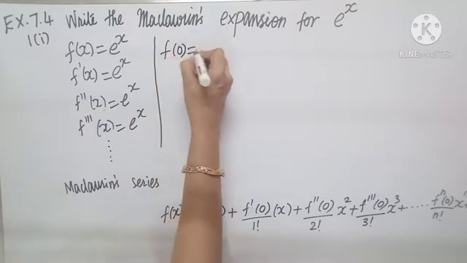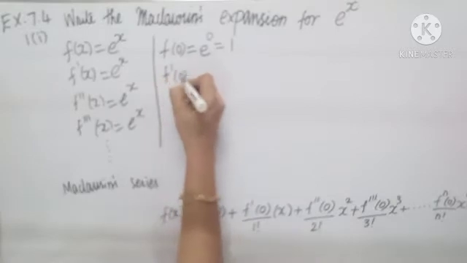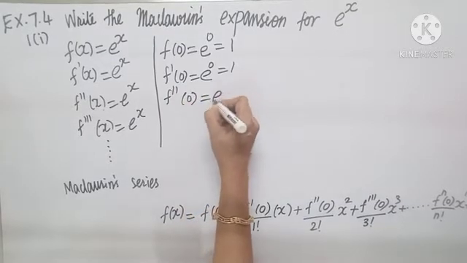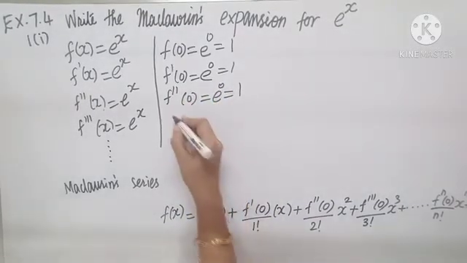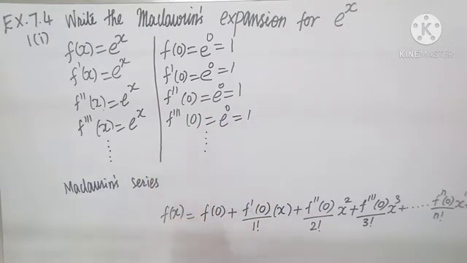Wherever x is coming, put 0. F of 0 is e power 0, that is 1. F dash of 0 is e power 0, that is also 1. F double dash of 0 is also e power 0, that is 1. F triple dash of 0 is also e power 0, which is 1, and so on. We remember the Maclaurin series: f of x equals f of 0 plus f dash of 0 by 1 factorial into x plus f double dash of 0 by 2 factorial into x square, and so on.